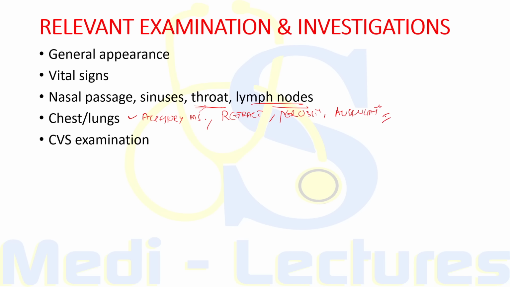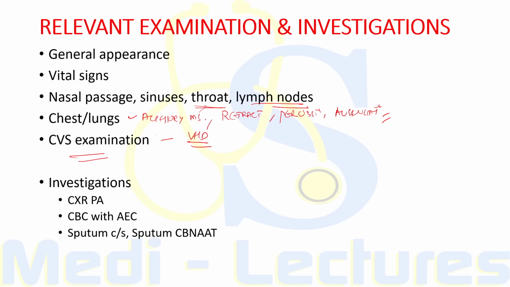So this is the all part of examination. We'll also do CVS examination. This is also important because conditions like valvular heart diseases like mitral stenosis can also present with cough and pulmonary edema. For investigations, the first line investigations include chest X-ray, then CBC with absolute eosinophil count, which will help us rule out asthma, atopy, and if we are suspecting an infective etiology, we can also order sputum culture. If we are suspecting TB, we should order sputum CBNAAT.